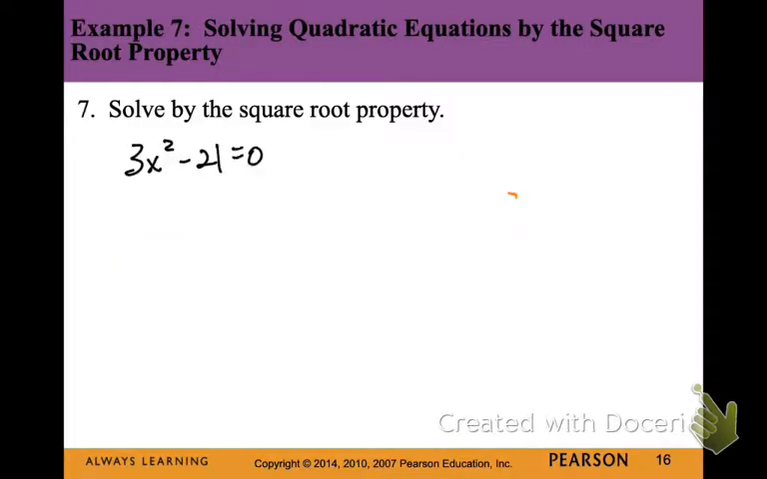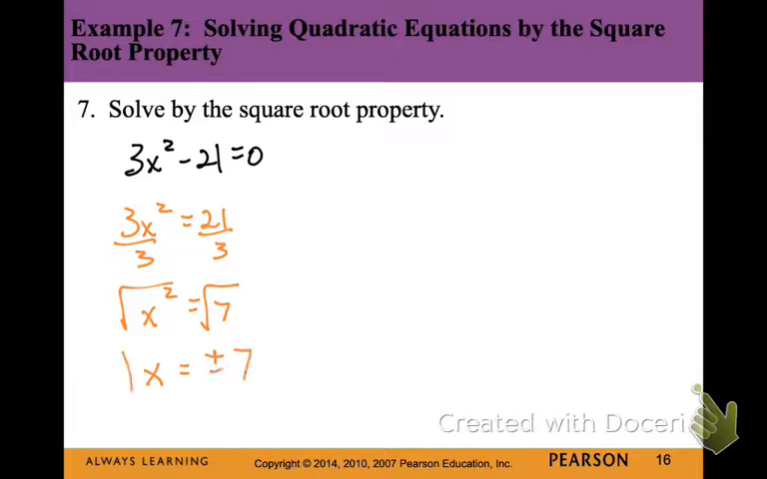So example 7 is this problem. Notice there's only an x squared term, so let's just isolate that on one side. So we'll add our 21 over and divide by 3. So x squared equals 7. And then I'm going to take the square root of both sides. I know that a square root can be positive or negative, so x will equal plus or minus the square root of 7.